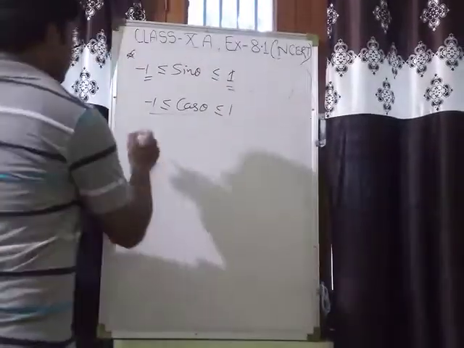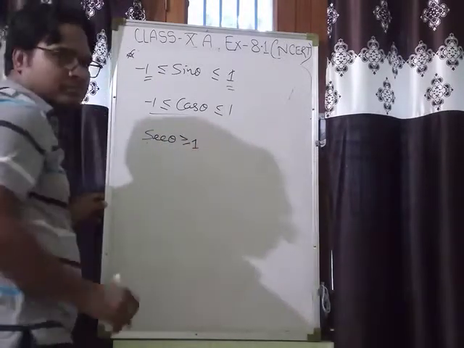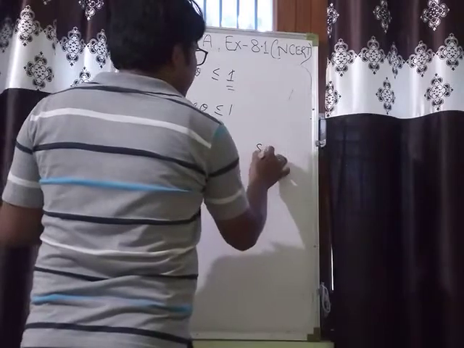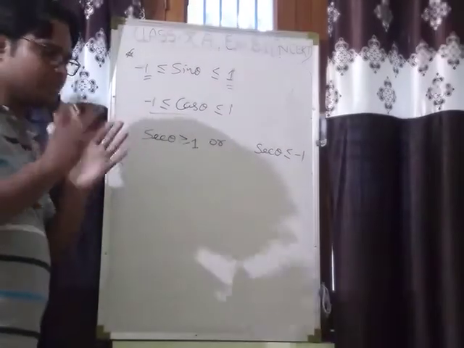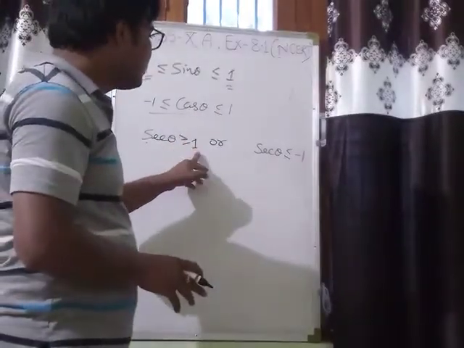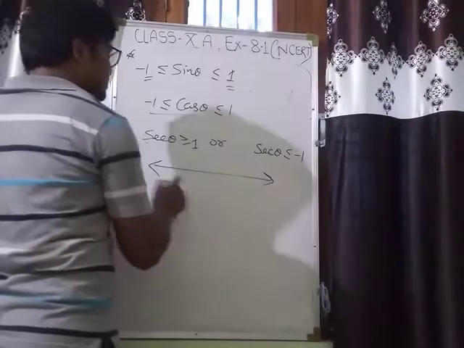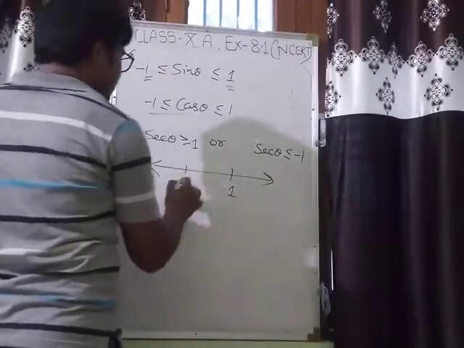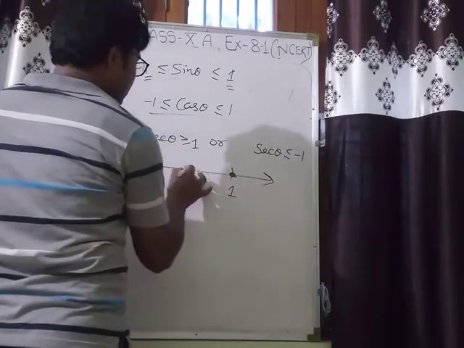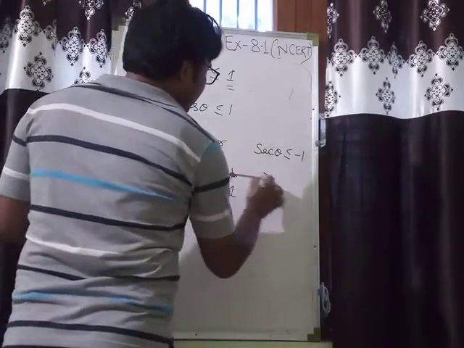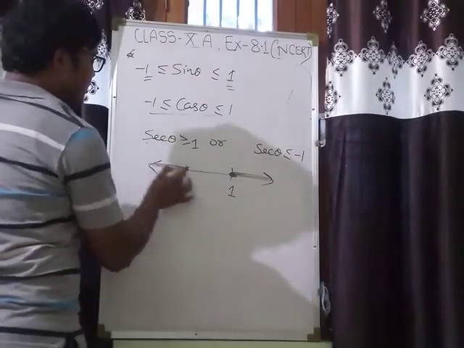See, sec theta is either greater than or equal to 1 or sec theta is less than or equal to -1. Listen carefully. See, this is 1, this is -1. So the value of sec theta will always be greater than 1 or always less than -1.